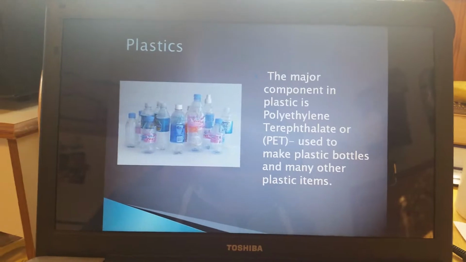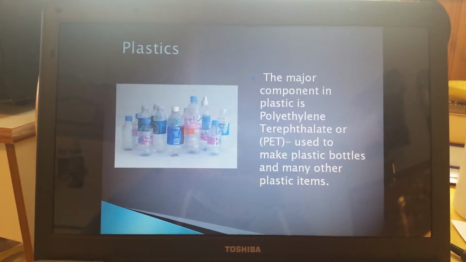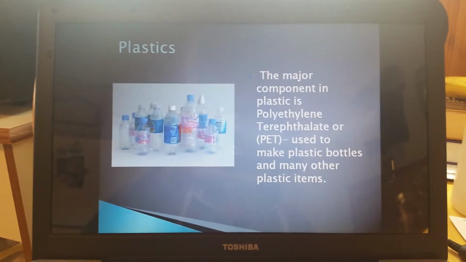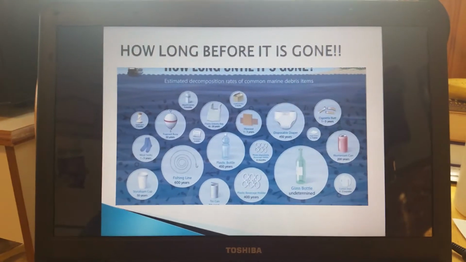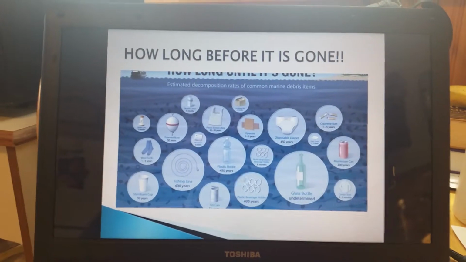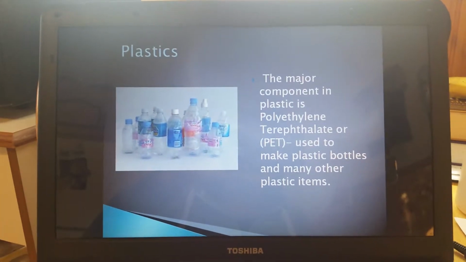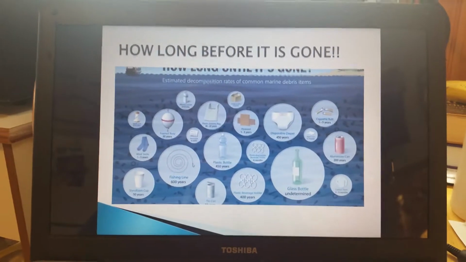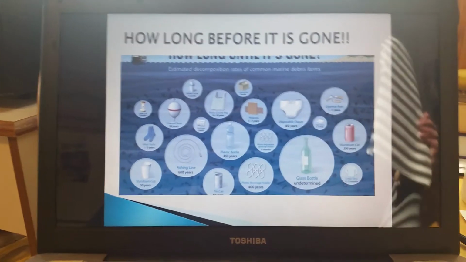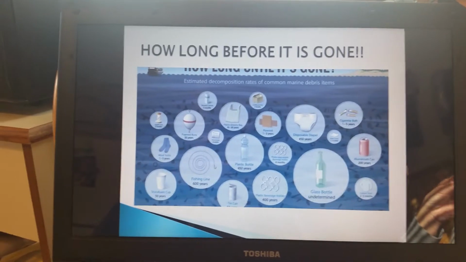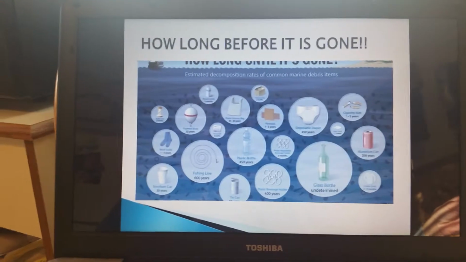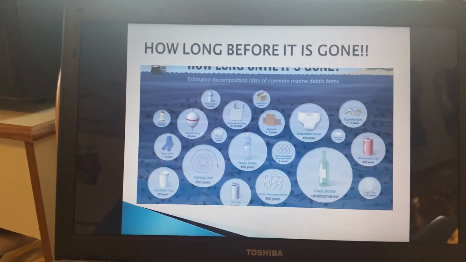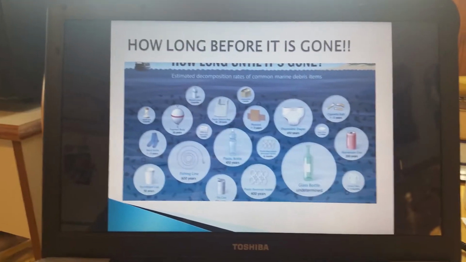So then I would give a definition of plastic, the major ingredient, which is polyethylene terephthalate, I think it is, or PET. So there would be a vocabulary word that students would learn, and then also it would further enhance their learning experience. Then they would give some examples of items that are made with plastic and how long it takes for them to biodegrade. Students would be able to see from this that they would be gathering more thinking and learning about the topic.